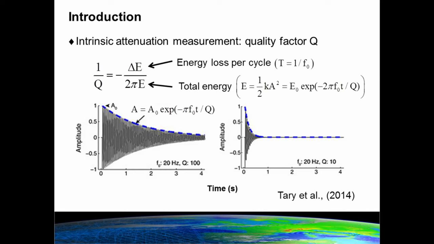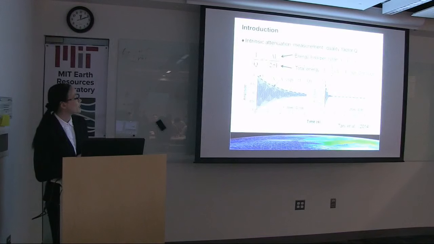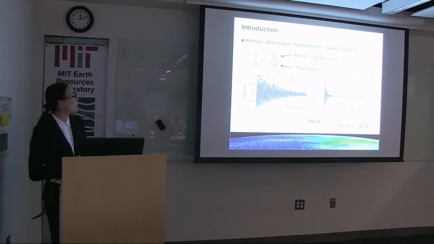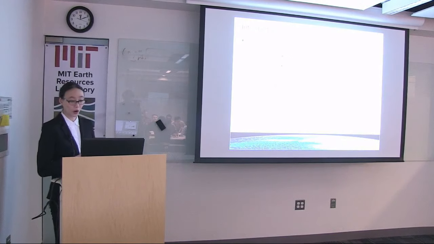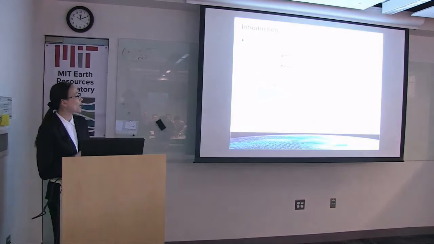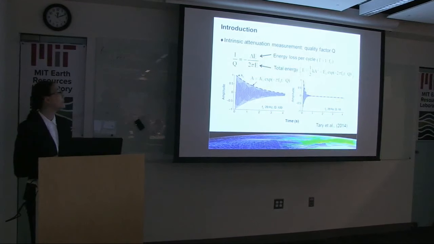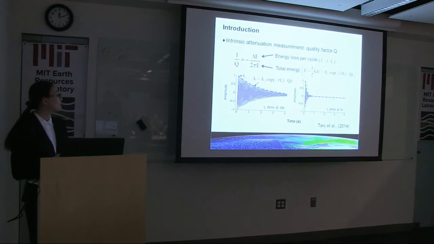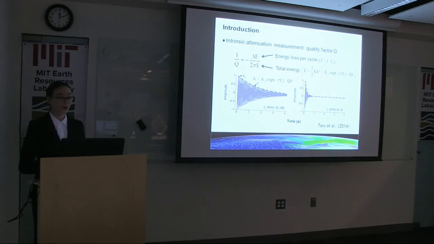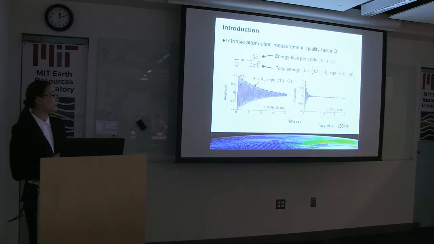The intrinsic attenuation is measured by the quality factor Q, which is given by the formula where delta E is the energy loss per cycle, and E is the total energy. So when Q is small, it denotes a larger energy loss per cycle, indicating strong attenuation. When the attenuation is very strong, like when we have Q equal to 10, the amplitude of the seismogram decays very quickly.